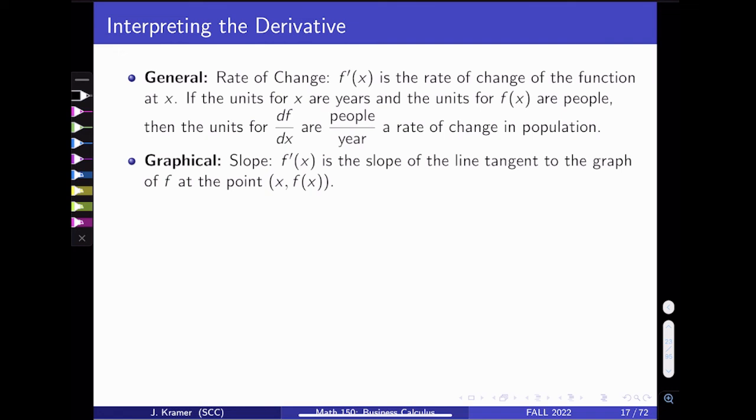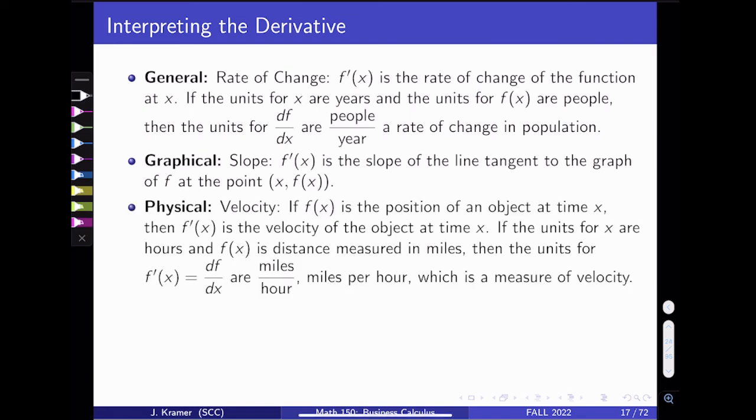A graphical interpretation is for slope. f prime of x is the slope of the line tangent to the graph of f at the point x, f of x, which we've just seen a couple practice problems exemplifying. We have a physical interpretation, which would be velocity. If f of x is the position of an object at time x, then f prime of x is the velocity of the object at time x. If the units for x are hours and f of x is distance measured in miles, then the units for f prime of x would be miles per hour, which is a measure of velocity. That could also be kilometers per hour, and then time could be in seconds or minutes.